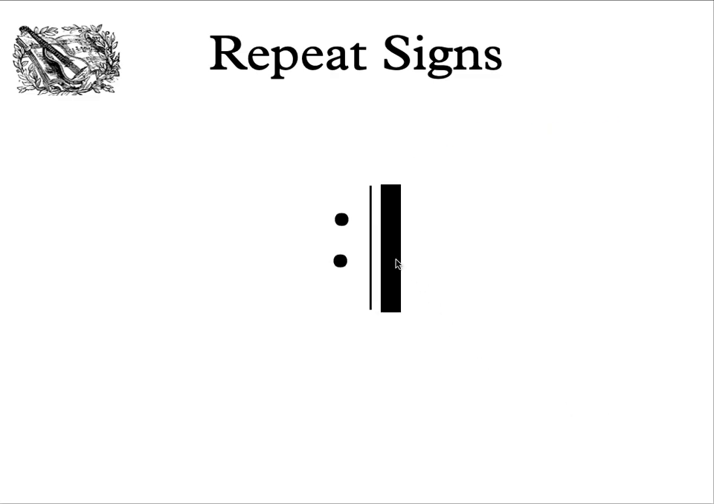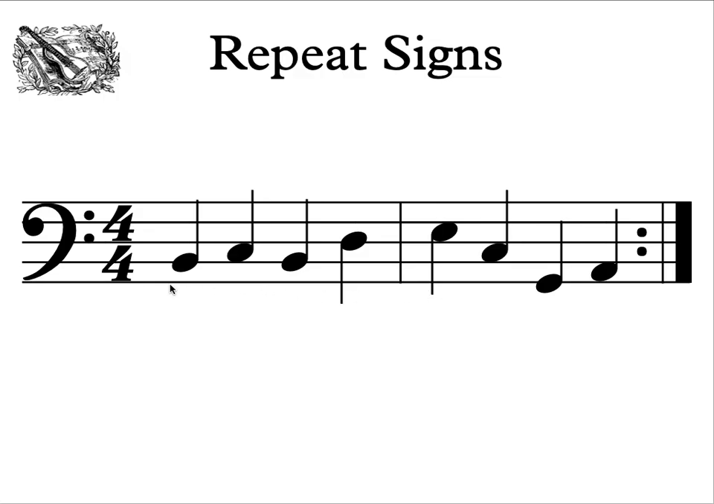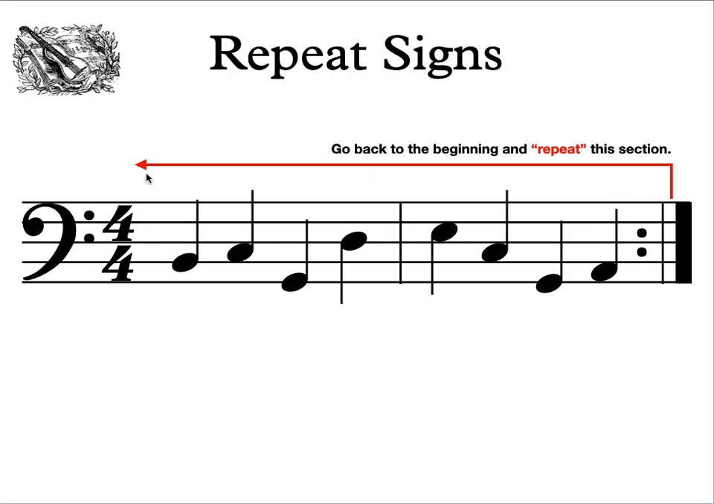Okay, this is a repeat sign at the end of a section. So we have two measures and a repeat sign. There's the repeat sign, which sends us back to the beginning, and then we repeat this whole section. So it would go like this. And repeat. And that's what this symbol is telling you to do. Go back to the beginning and repeat.